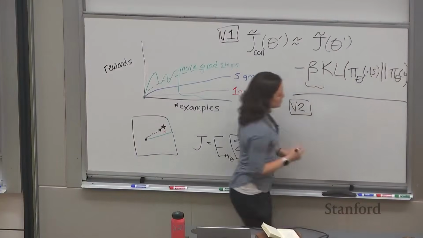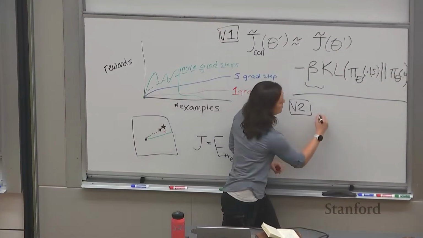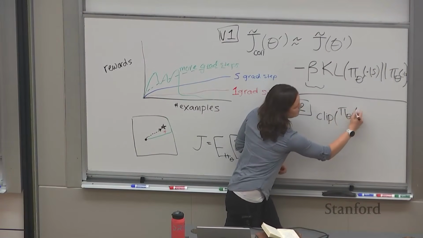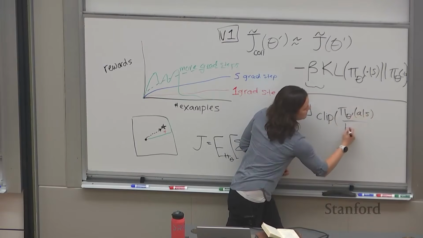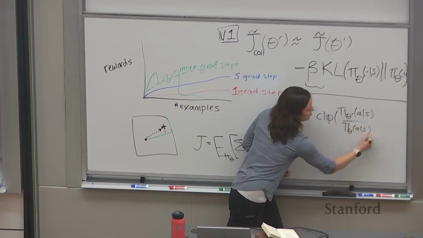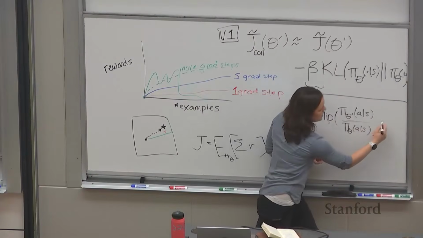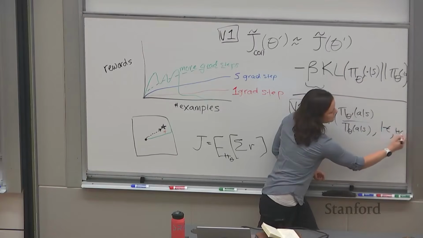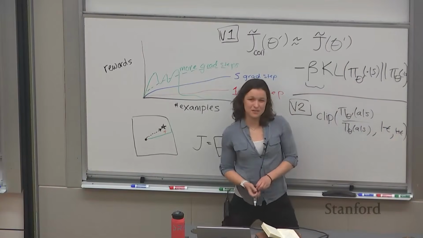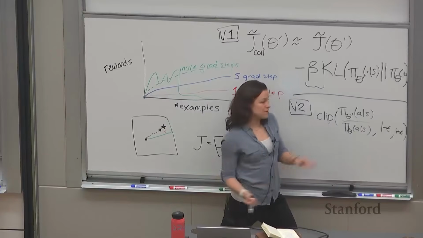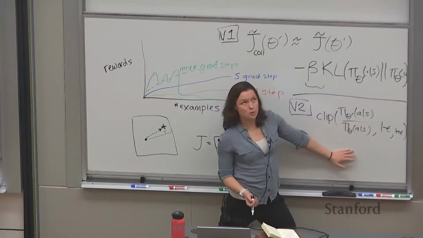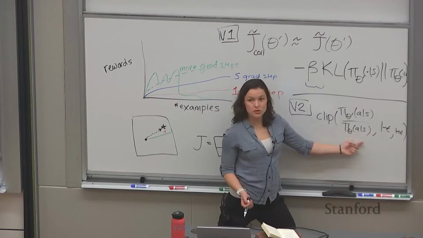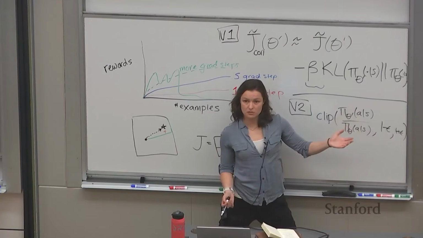What version 2 would look like is we would be taking these importance weights and clipping them. So we have the importance weights pi theta prime divided by pi theta. We'd be clipping these to be between some lower value 1 minus epsilon and some higher value 1 plus epsilon. Epsilon could be something like 0.2. So if it goes below 0.8, then it'll just be 0.8. And if this goes above 1.2, we're just going to leave it as 1.2.